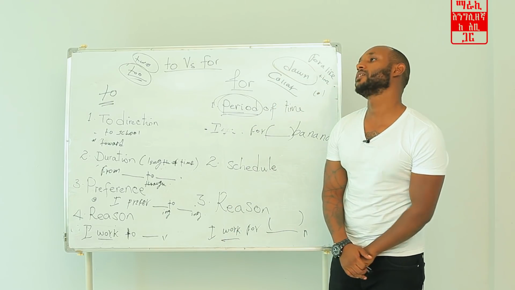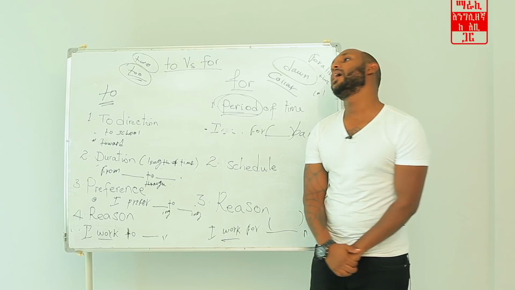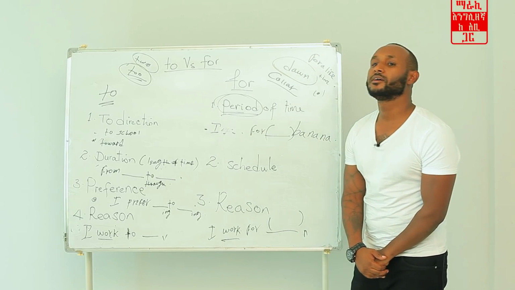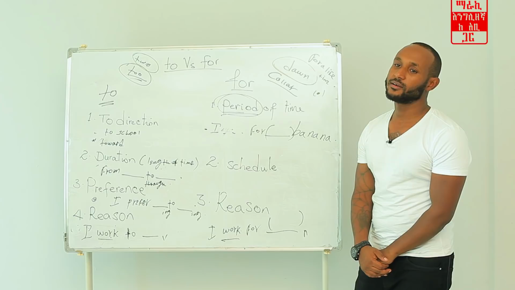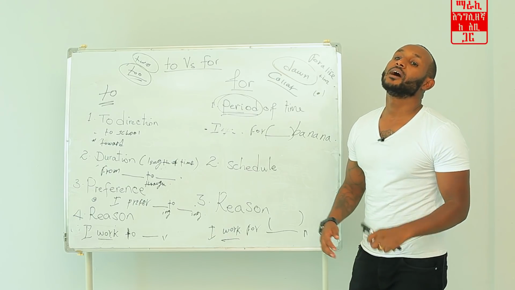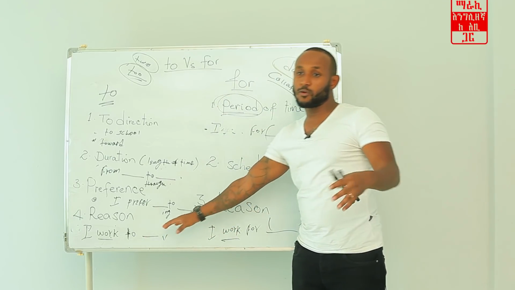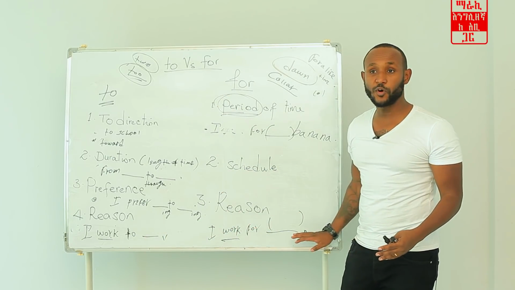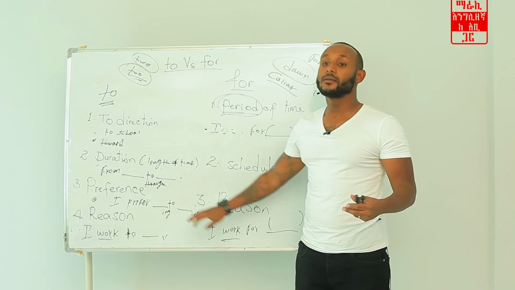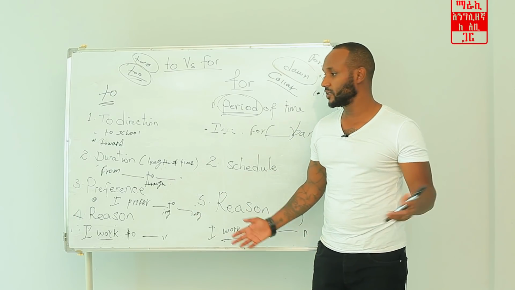I work to. I read to. I pray to. For instance, I work for money. Money is a noun. I work to get money. Get is a verb. I work for money. So the action always follows to. It's very simple, right?